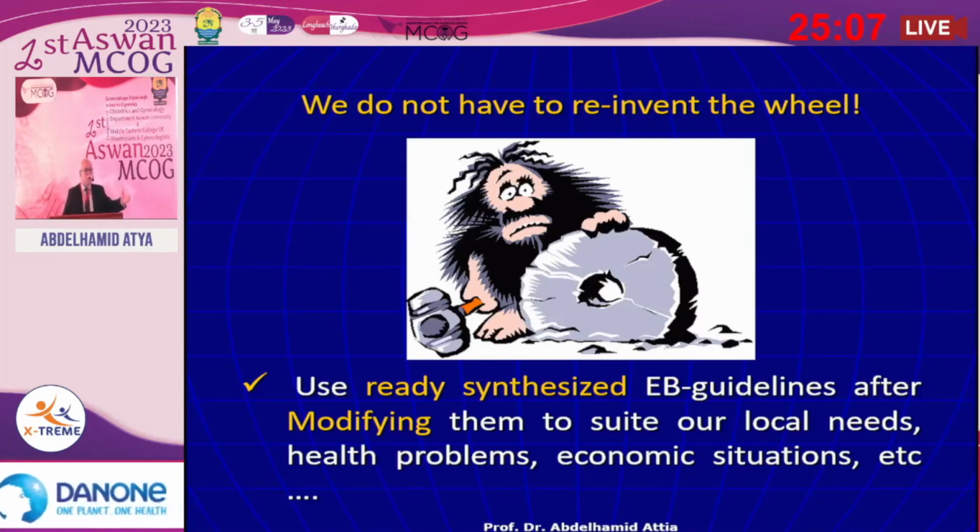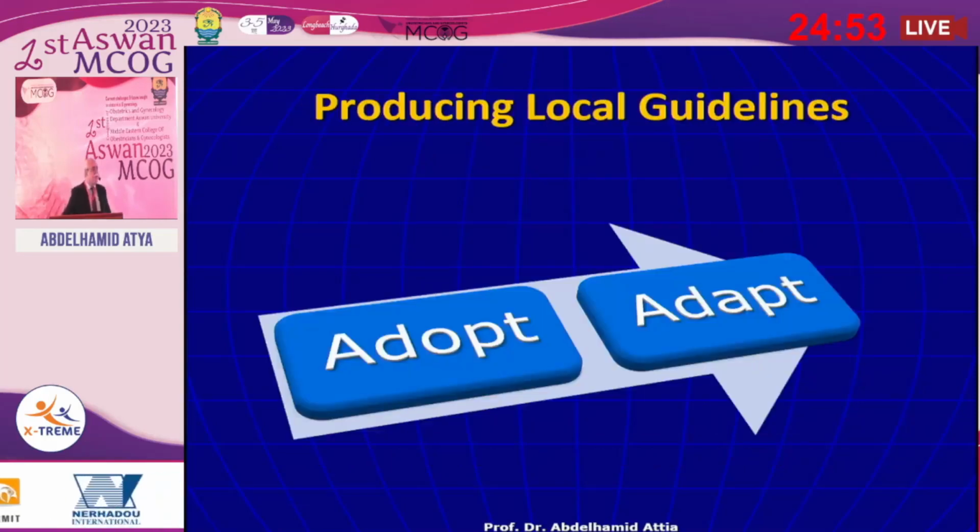We have to use the ready synthesized evidence-based guidelines after modifying them to suit our local needs, our health problems, our own economic situation, etc. Is this feasible? Yes. I put a slogan for this process which says, adopt and adapt. You have to look for the available guidelines on the condition, adopt one or more of these guidelines, and adapt it to your local circumstances. So always don't forget, please, to adopt and adapt.